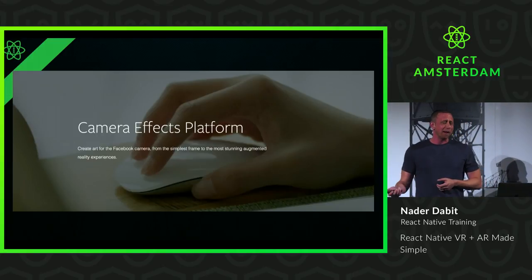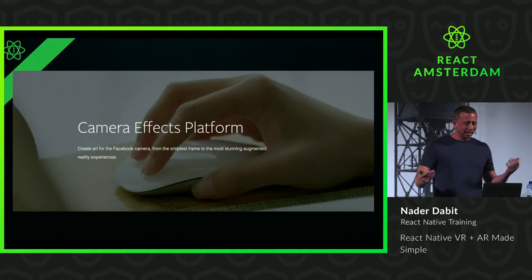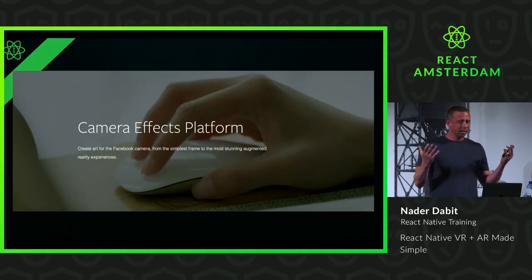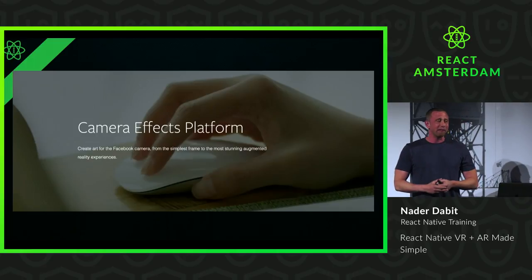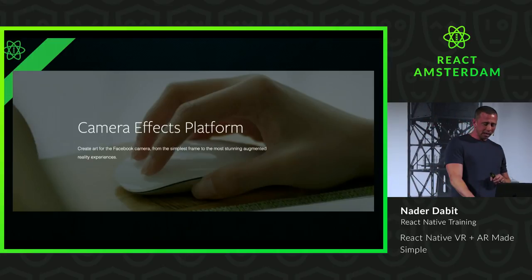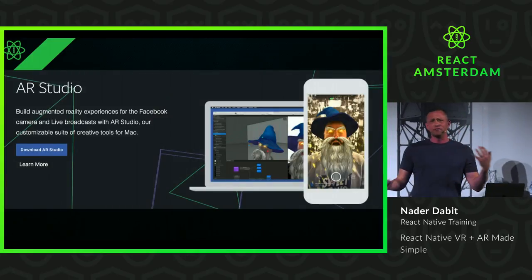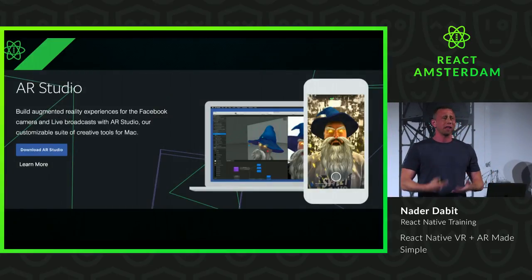And they released something called the Camera Effects Platform. I haven't really seen a lot about this until I was doing this research and I started looking into it. It's pretty interesting. It basically allows you to use this Facebook platform to do stuff like you see on Instagram and Snapchat with the special effects pretty easily. And they've even released something called AR Studio, which allows you to add these filters not only to the camera for pictures, but also for live broadcasts. So you can do videos and stuff like that.